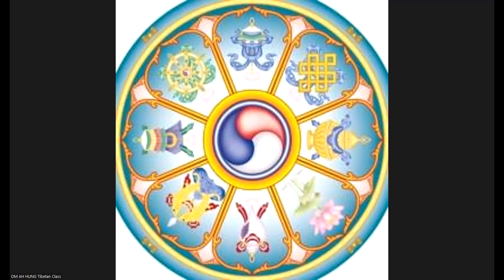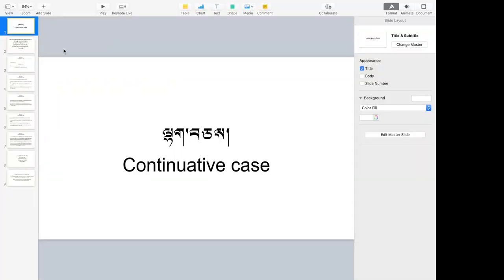So today we're going to discuss the continuative case, the usage of the continuative particles.